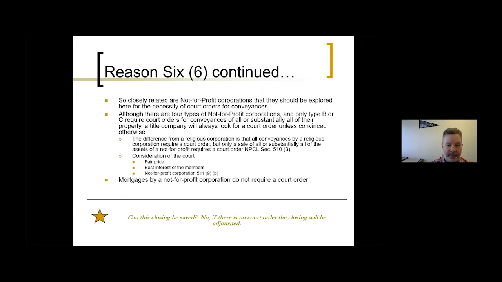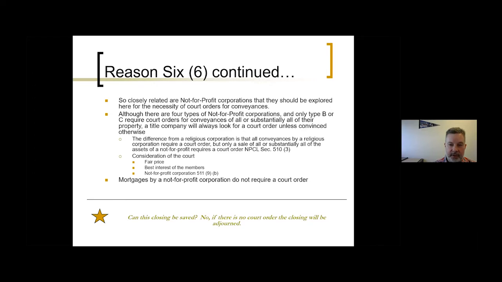We're moving on to not-for-profit corporations, as I mentioned before. They're very closely related to churches, to religious corporations. So we're going to talk about that real quickly, about when they need a court order. There are 4 types of not-for-profit corporations, and only a type B or C require court orders for conveyances of all or substantially all of their property. However, when we see a not-for-profit corporation selling, we're going to ask for a court order unless you convince us otherwise that we don't need it.